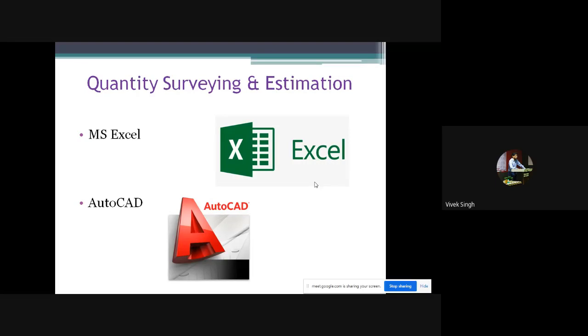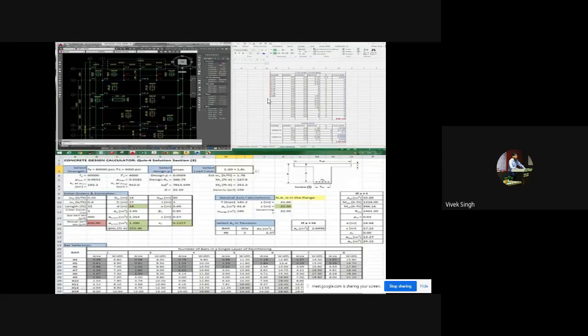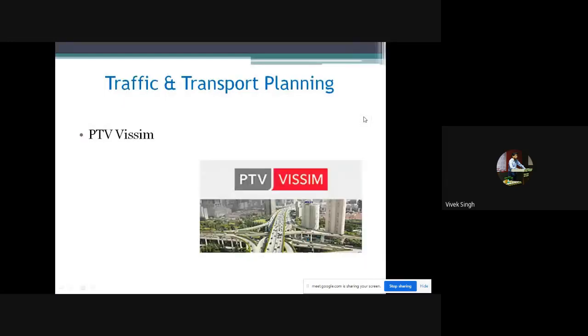In a building, various materials are used. Using Excel, you can do the calculation. Using AutoCAD, you can measure various structural elements, their dimensions and everything. So both of them can be used for quantity survey. You can see using Excel, you can create formulas, tables, all the calculations can be done here. And using AutoCAD, you can do the measurements, right? You can create sheets as well.